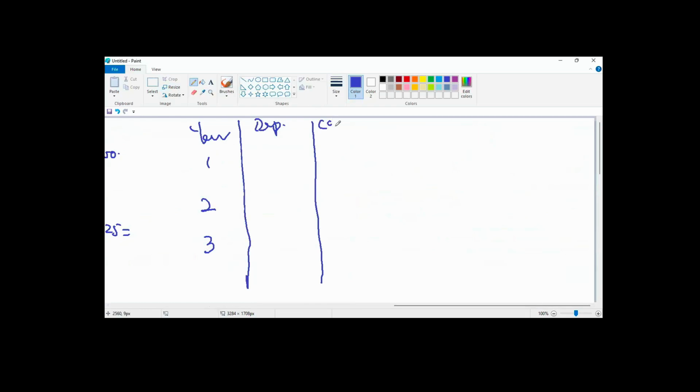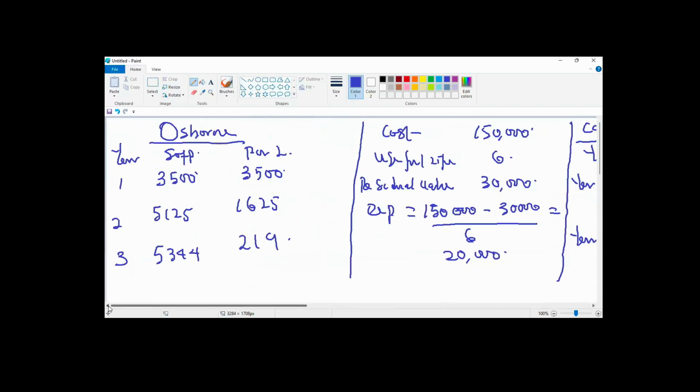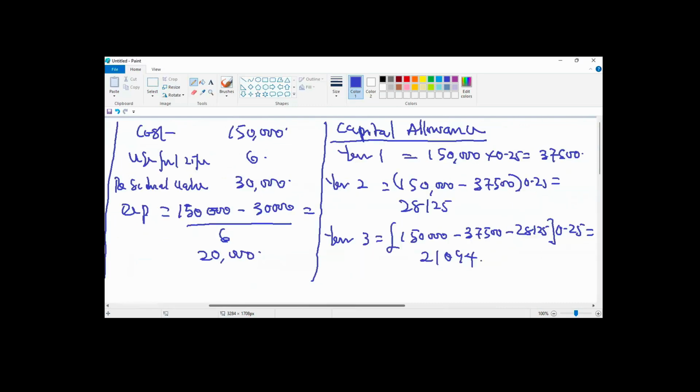Capital allowance. Yes, sir. What was the idea of this table you are doing? Is it a financial statement? Just follow. You will get everything.